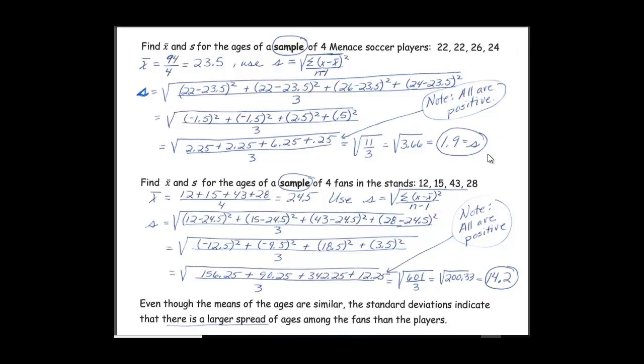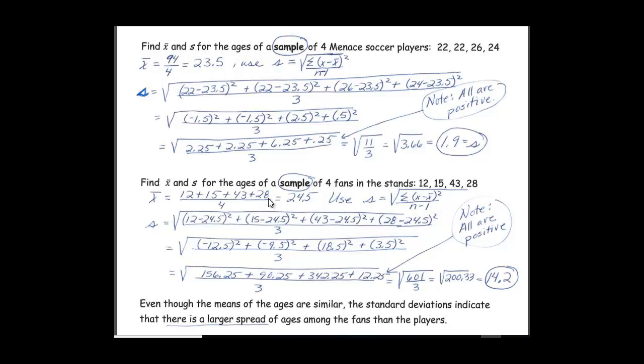I'm hoping that you will pause the video right now and go ahead and try the second example on your own. On this one, we're finding the mean and the standard deviation for ages of a sample of 4 fans in the stands. So you're going to be doing the same thing again.